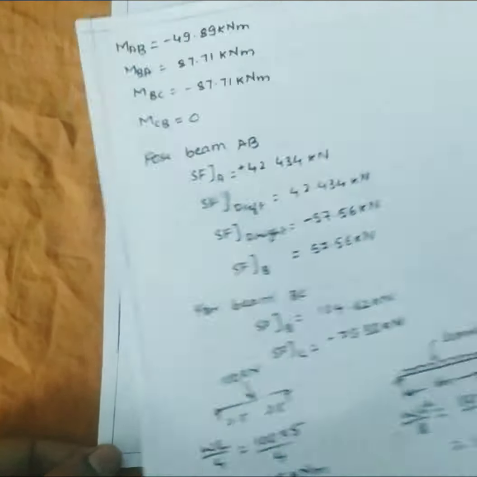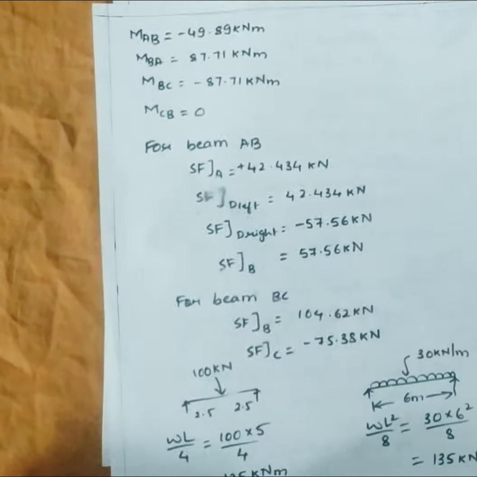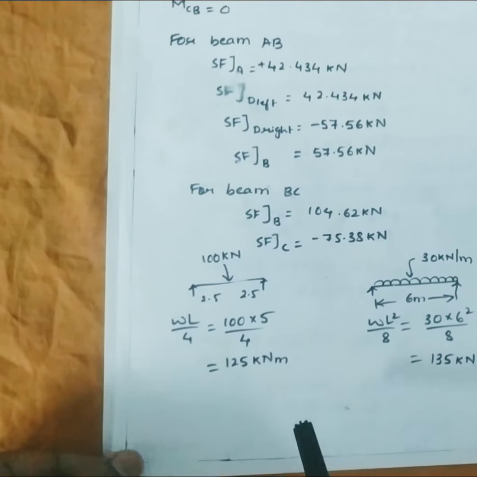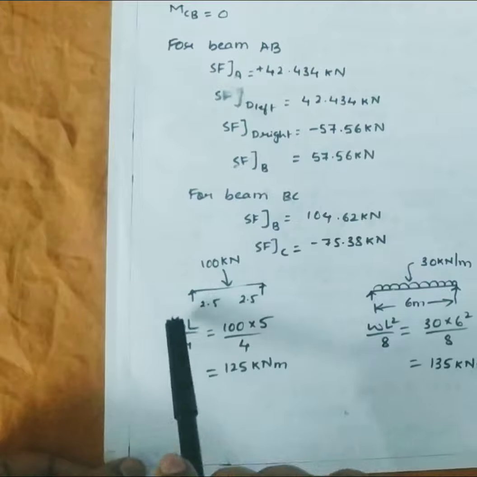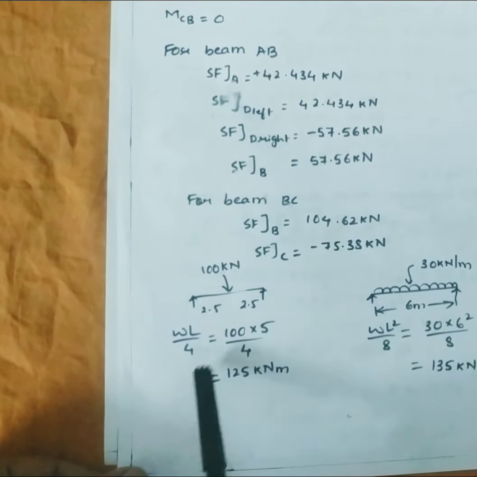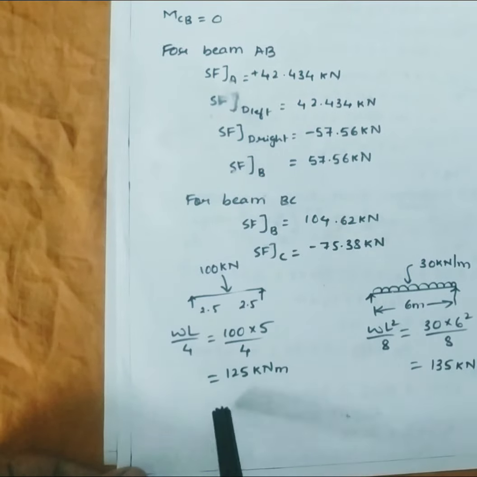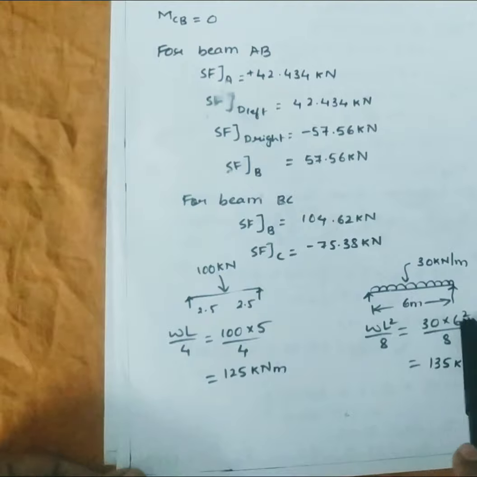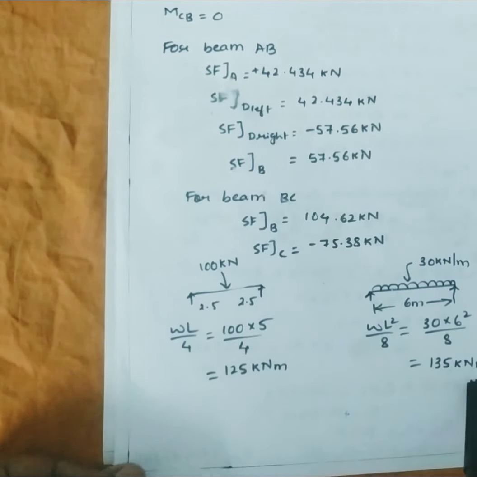I have written all the moment values here. Then the shear force values. First we have to find the bending moment diagram due to point load and UDL. Due to point load it is WL by 4, 100 into 5 by 4, 125 kilonewton meter, and due to UDL it is WL square by 8, 30 into 6 square by 8, 135 kilonewton meter.